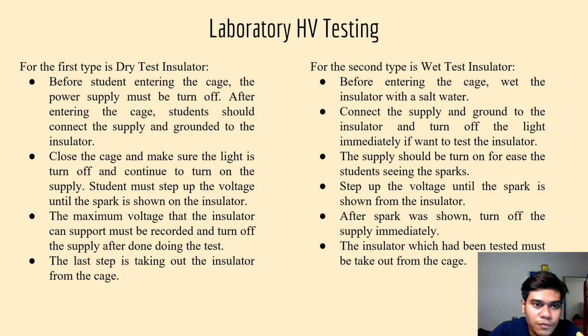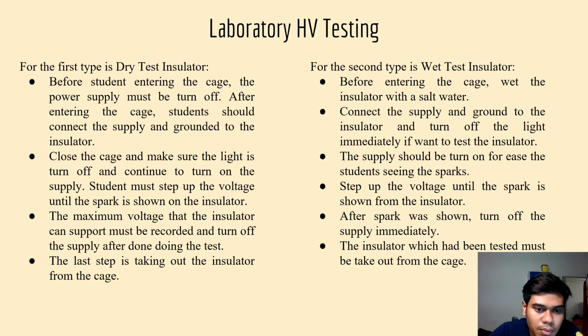So for the first type is dry test insulator. Before student entering the cage, the power supply must be turned off. After entering the cage, students should connect the supplies and grounded to the insulator. After that, close the cage and make sure the light is turned off and continue to turn on the supply. Student must step up the voltage until the spark is shown on the insulator.